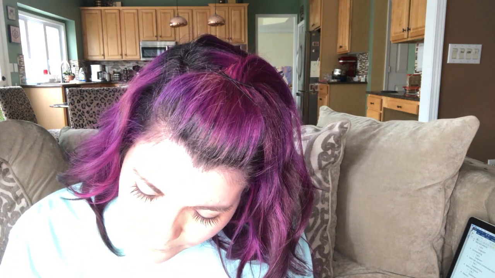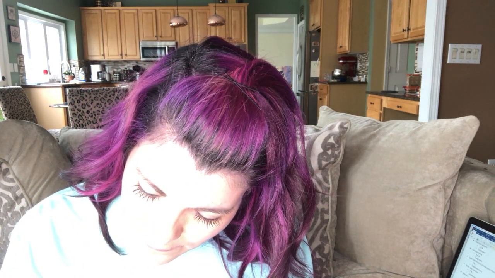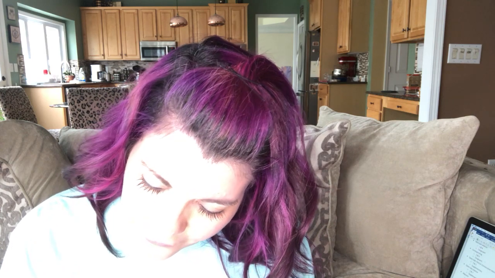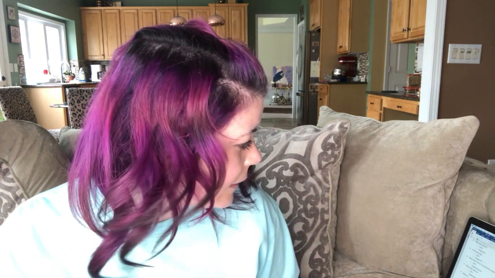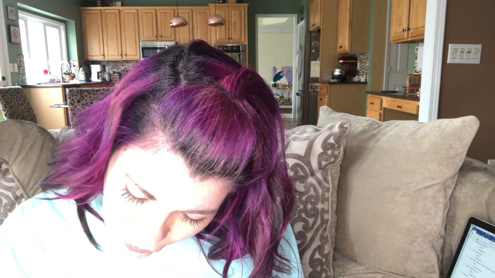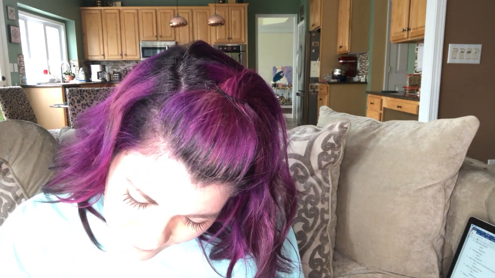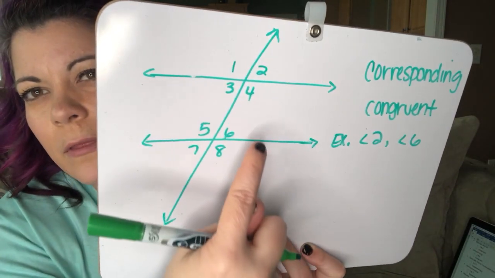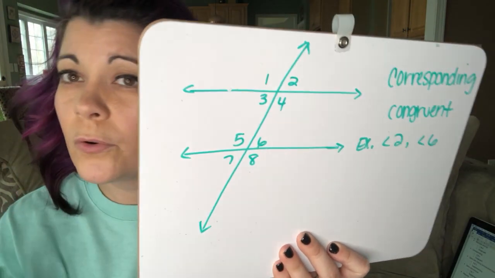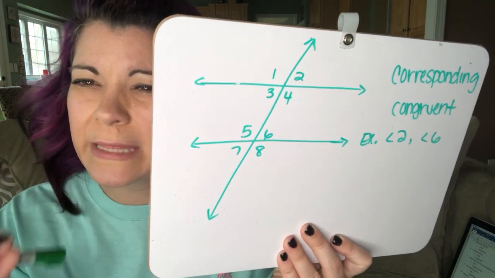Now corresponding angles. They are also congruent, okay? An example here would be angle 2 and angle 6. So here, angle 2 and angle 6 are corresponding.